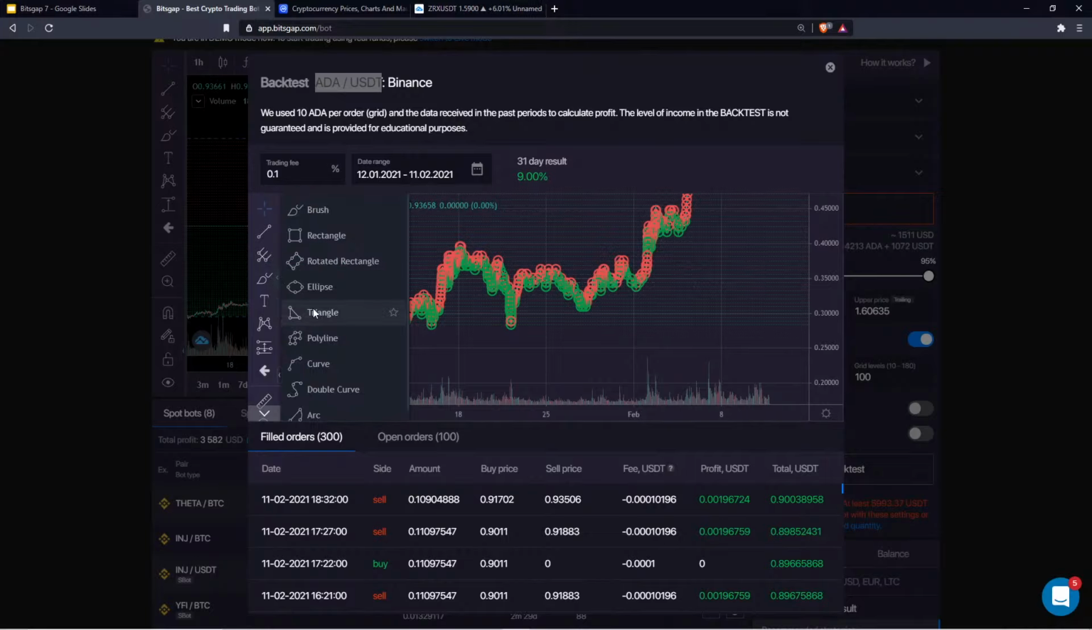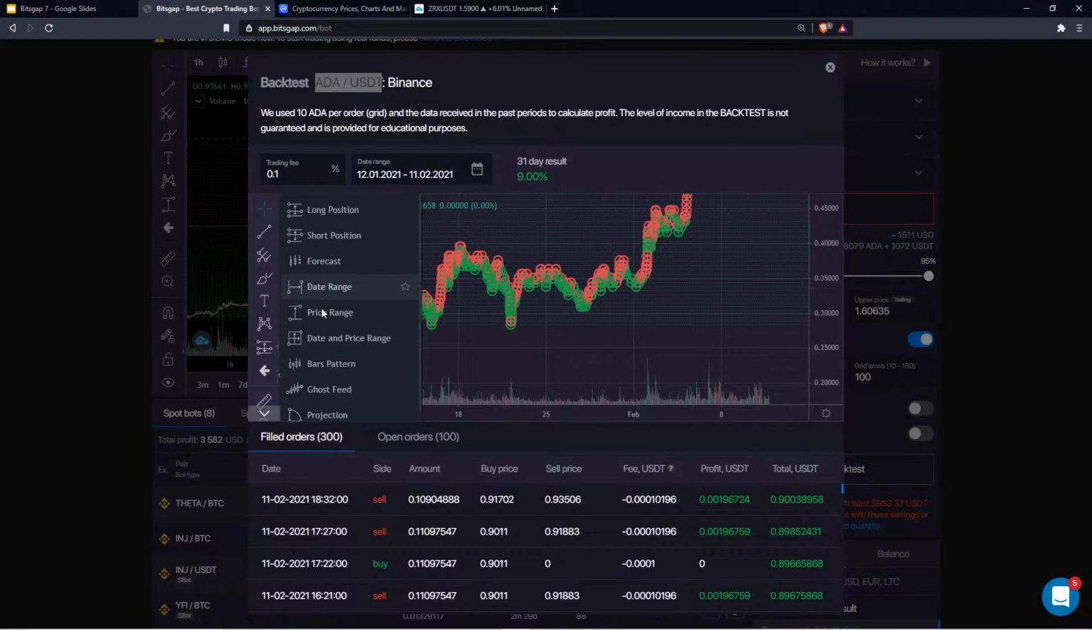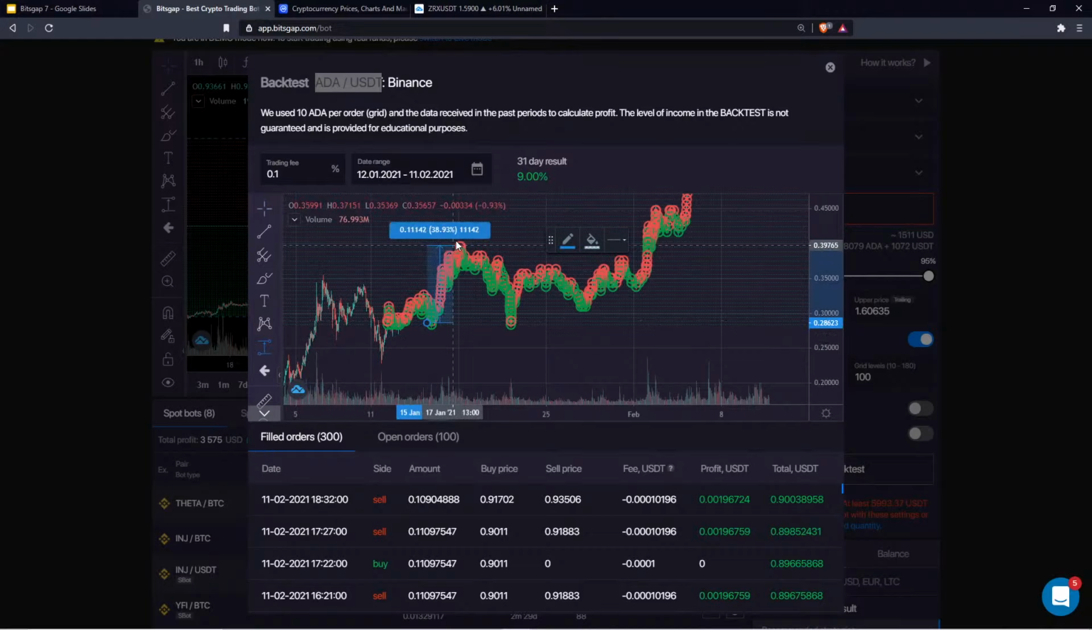But still, you can use all the tools that you have here to see what is the upside potential during this period and what was the downside potential.